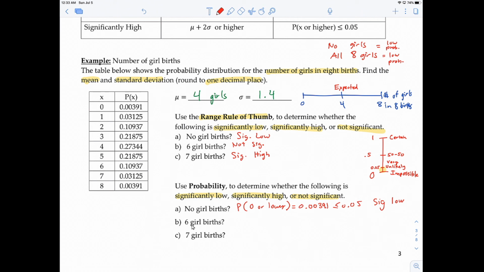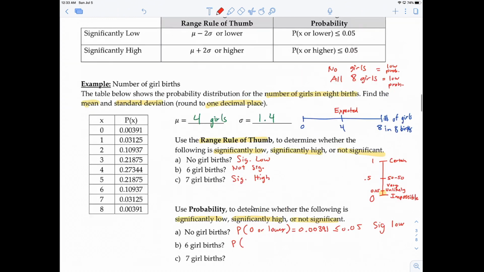So now let's take a look at 6 births. We're going to ask the question, is it significantly high? Why are we going to check whether it's significantly high? It's because 6 is greater than the expected value, which is 4, right? So because we're checking whether it's significantly high, we're going to calculate the probability of 6 or higher.